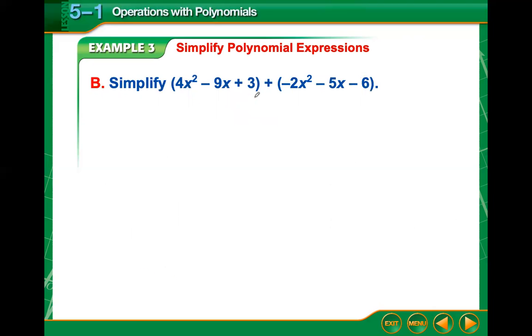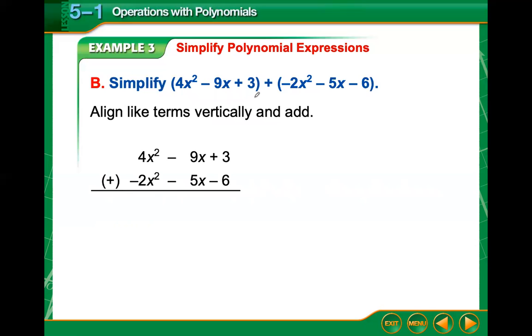Next, we have 4x squared minus 9x plus 3 plus this negative 2x squared minus 5x minus 6. We're not going to really have to worry about distributing anything because it's addition. We have another option where we can actually add them vertically, kind of like how you first learned how to add. Some people learned how to add them vertically, and you can go ahead and do this. You can also do this with a negative, but the suggestion is to go ahead and distribute the negative first and then group, which is what you're doing when you add vertically. So when we go ahead and add those, we get 2x squared minus 14x minus 3.